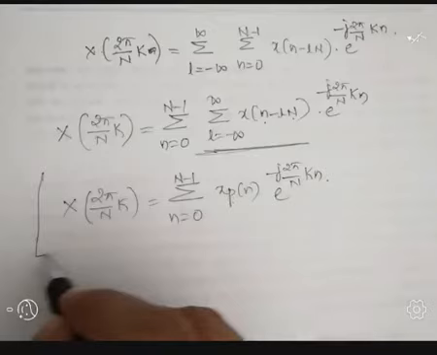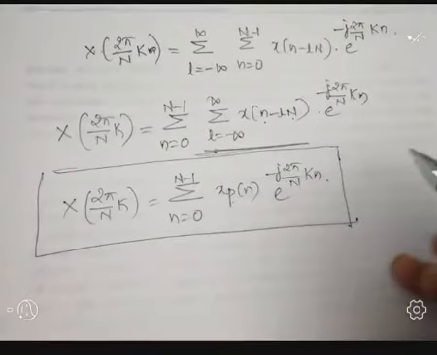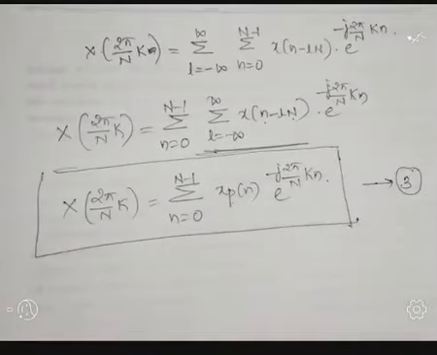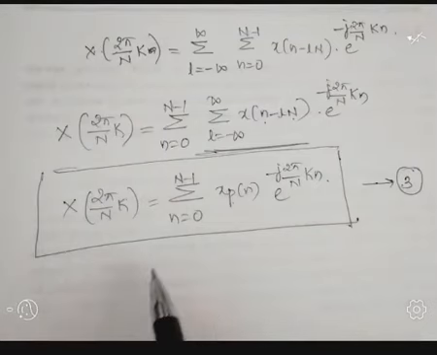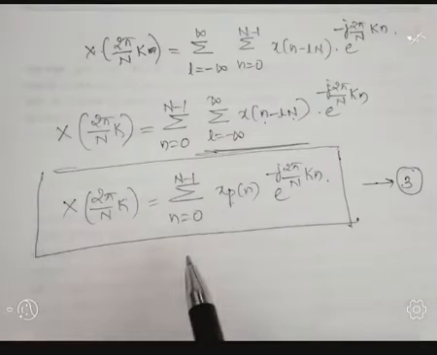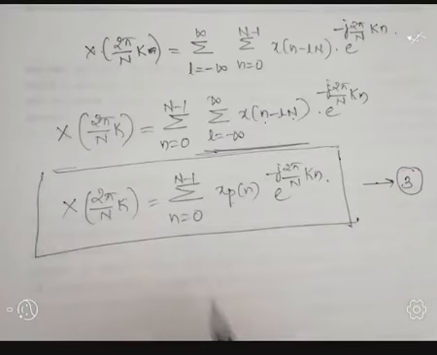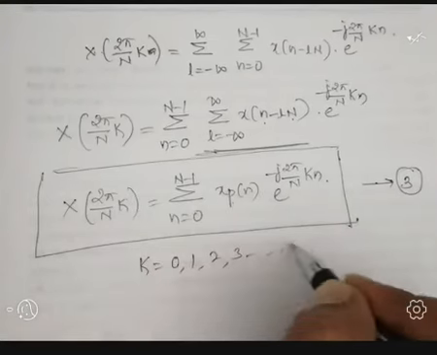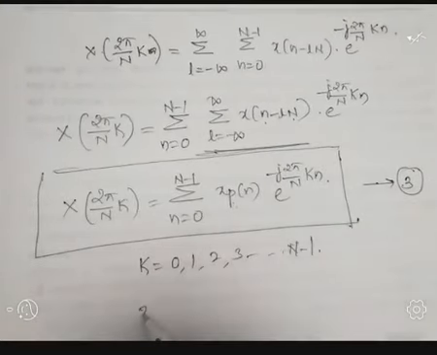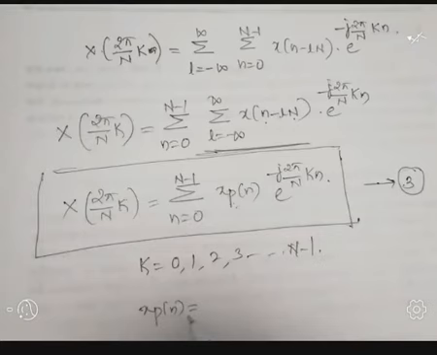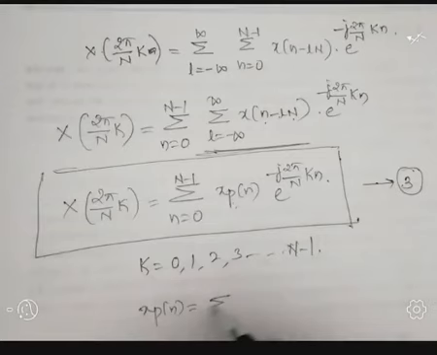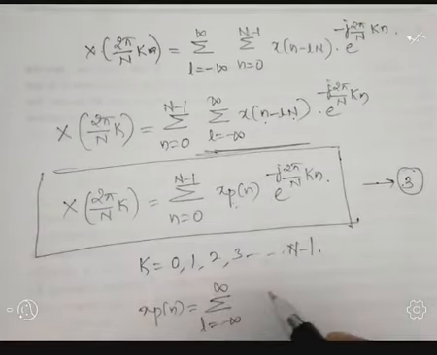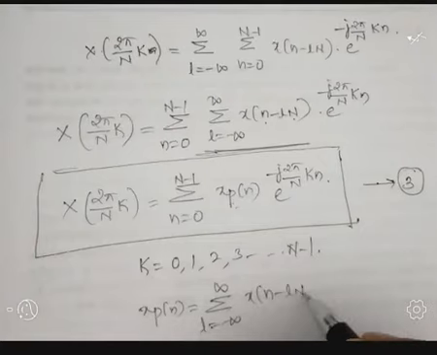Okay, what does this indicate? Equation number 3 indicates that we sampled the given sequence at N samples, where the value of k varies from k equal to 0, 1, 2, 3, and so on up to N minus 1, and xp of n stands for what? It is the periodic repetition of x of n with a period of N samples, that is summation l equal to minus infinity to plus infinity x of n minus lN.